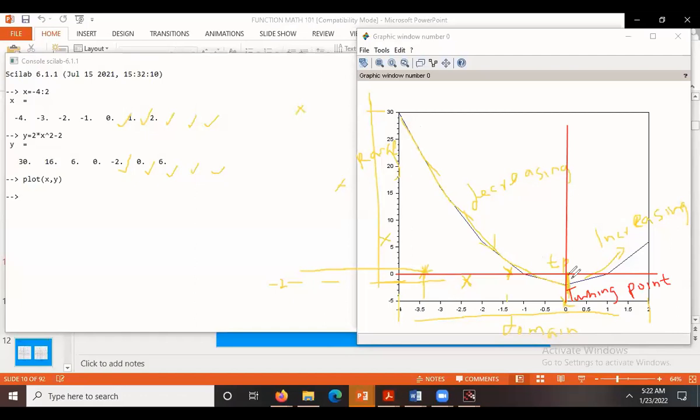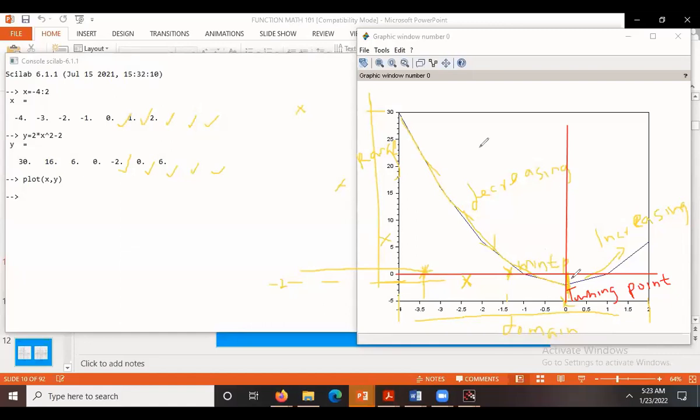So for a minimum turning point, the graph will always come in decreasing, but after that minimum turning point, it will start increasing. So every minimum turning point, as x increases, the graph comes in decreasing and will end up increasing after the minimum turning point. So we call it a minimum turning point. Yeah, so this is quite interesting.